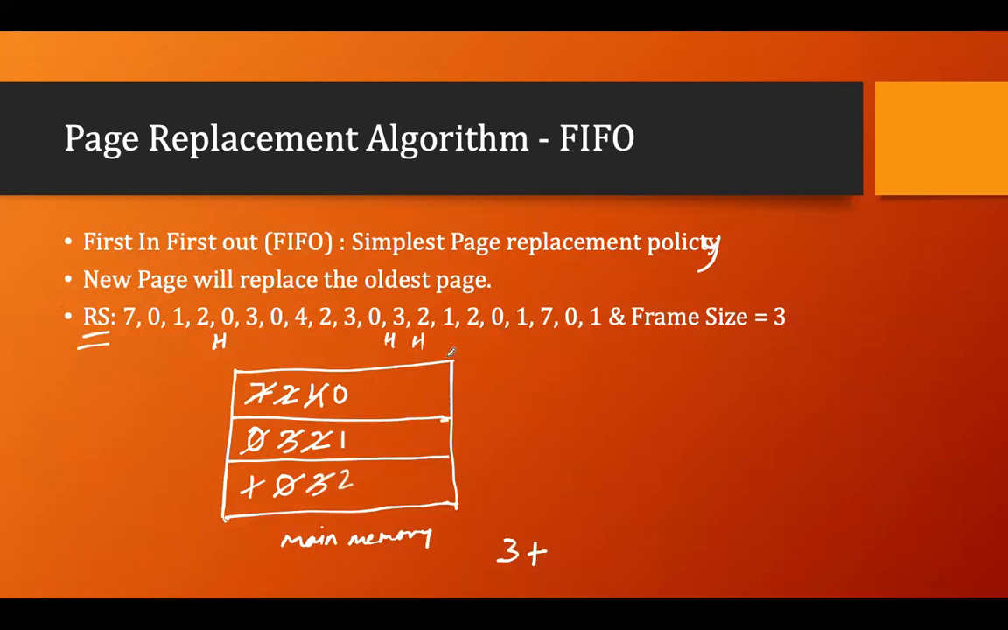Then 0, 0 is there, a hit. 1 is there, a hit. 7, 7 is not there, we have to replace the oldest one. Then 0, 0 is not there, we have to replace the oldest one. And then 1, we have to replace the oldest one, right?